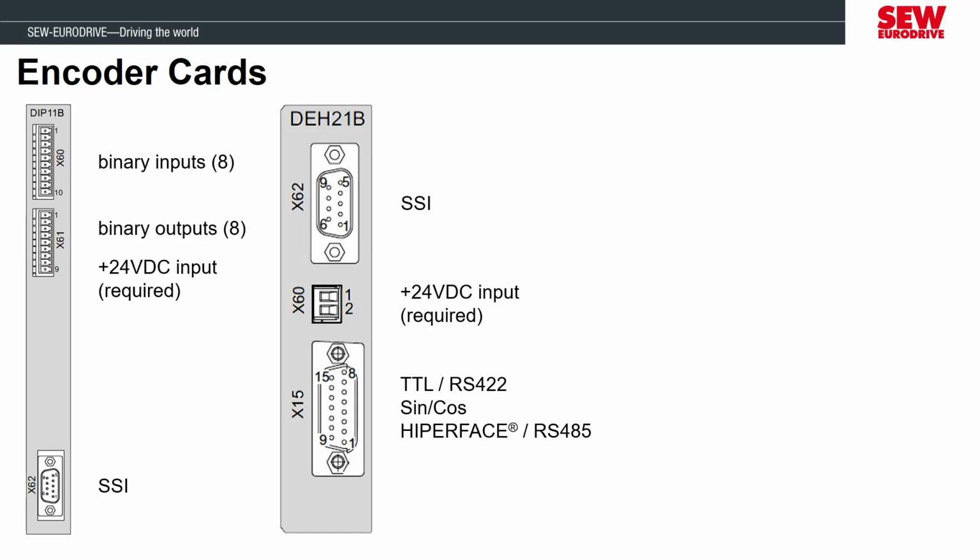Something unique to both the DIP11B and the DEH21B is that they require their own 24-volt input to operate. Now you may be wondering if you can just use some jumpers from the MOVIDRIVE terminals over to this card to power it, and the answer to that is no, you shouldn't do that. The MOVIDRIVE can only support 400 milliamps max across this entire 24-volt internal supply. So these encoder cards can draw more current than that, so an external 24-volt supply must be fed to these cards so it doesn't pull down the internal supply of the MOVIDRIVE.